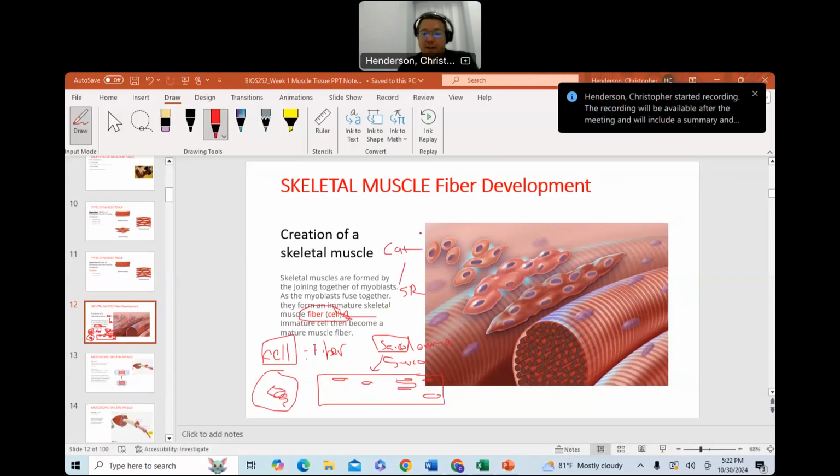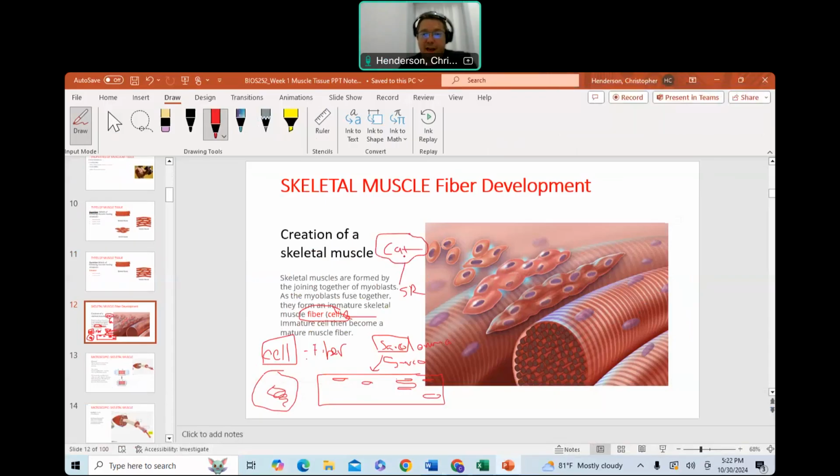So the sarcoplasmic reticulum is going to have calcium stored in it. That's all it's for. Calcium is very important to muscle contraction. Make sure you can say these words too. If you can't pronounce something, you will never remember it. So make sure that you pronounce it correctly.